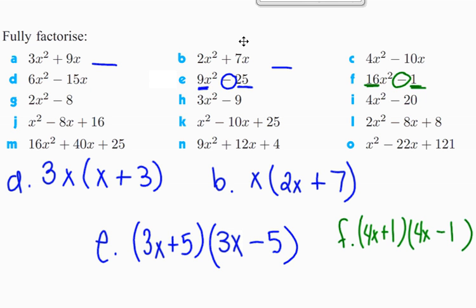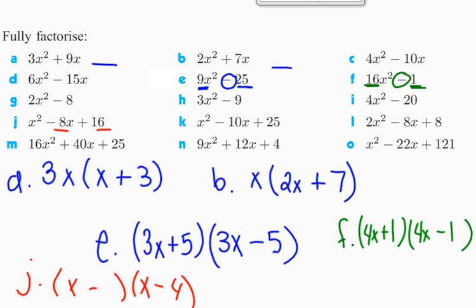Okay. Letter J, let's look at letter J. We're just doing the sum and product method. So we can set it up. We've got just x squared in the front, so x times x. And in our heads, we're thinking, okay, what two numbers multiply to 16 and add to negative 8?